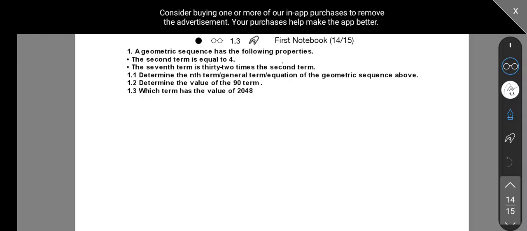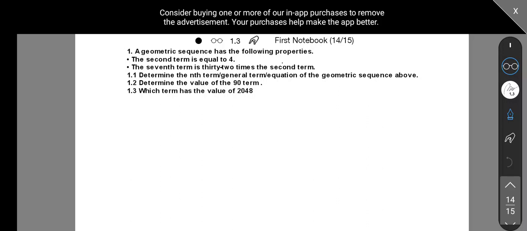Hello, in this lesson we'll be doing a word problem based on geometric sequences. The first property is that the second term is equal to 4. The second property is that the seventh term is 32 times the second term.